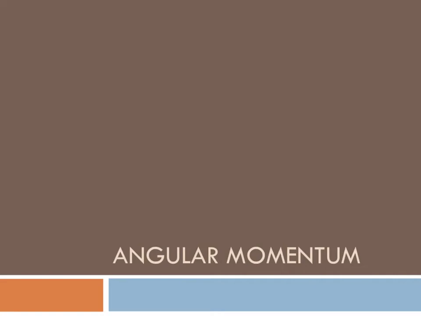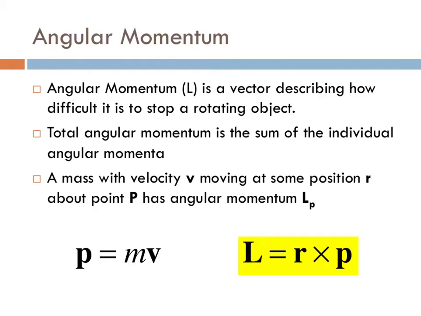This video covers angular momentum. Remember that linear momentum, represented by the p, tells you how hard it's going to be to stop an object. The larger it is, or the faster it's moving, the harder it is to stop. So angular momentum tells you how difficult it is to stop a rotating object.